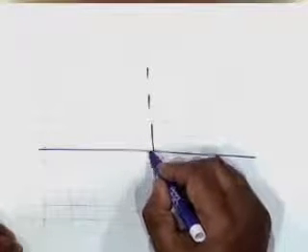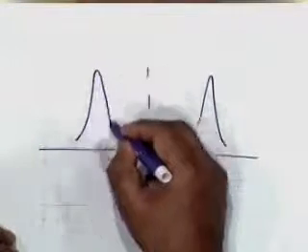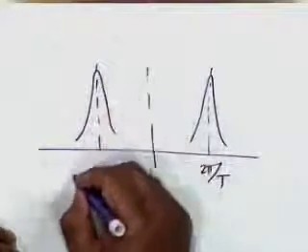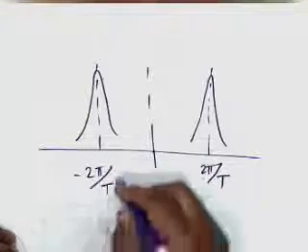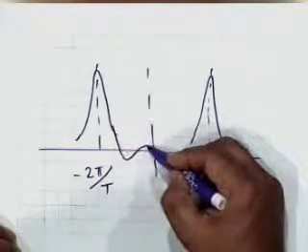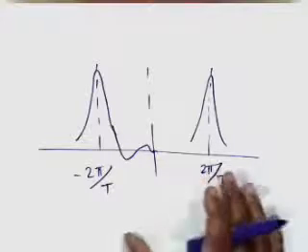There is no DC, and there is a peak here and a peak here. This peak occurs at 2 pi by T, and this peak occurs at minus 2 pi by T. In between, there are small ripples like this. You can plot it, but this is the type of sketch that you get. Any questions on this?